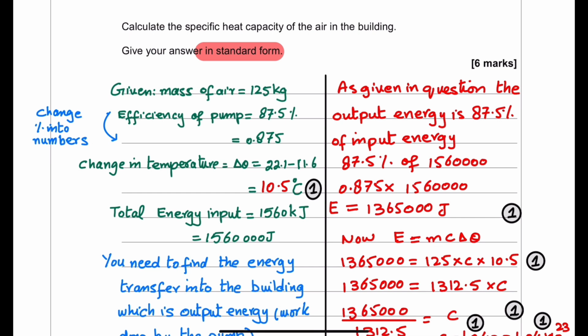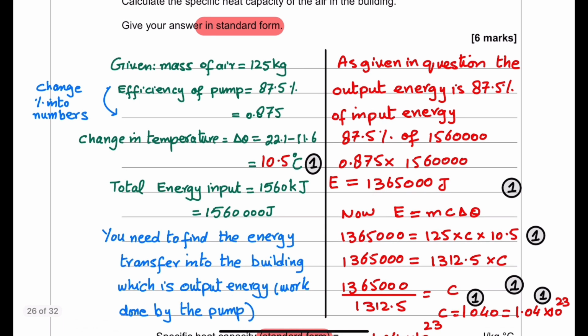The total energy input is 1560 kilojoules. We convert it into joules because the unit is kilojoules here. You need to find the energy transfer into the building, which is the output energy or the work done by the pump. First of all, we need to find the work done by the pump. It is already given in the question, that is 87.5% of the energy input. We found the energy, that is 0.875 times the input energy, and we got the energy given by the pump, or the output energy.